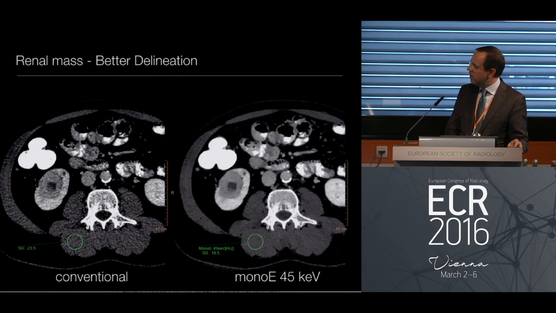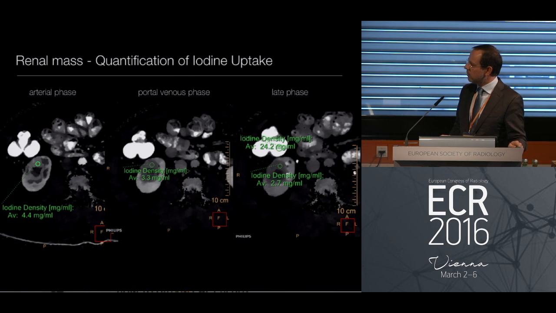as a function of time. So the first thing I want to show you is that using a low monoenergetic reconstruction, as shown on the right here, improves the delineation of this mass compared to looking at the conventional images. And again, notice the very good signal-to-noise properties, and the noise level here is about 19, and on the left it's about 21 in the conventional images. So at these low monoenergetic levels, we are still able to conserve very good signal-to-noise ratios.